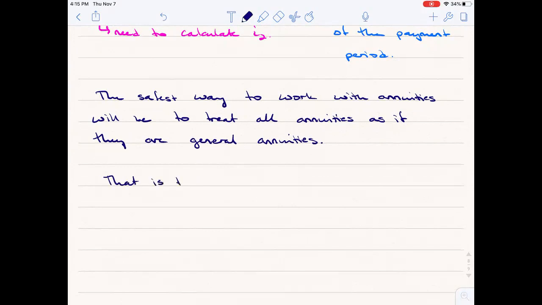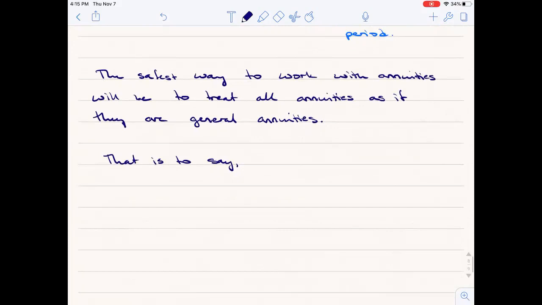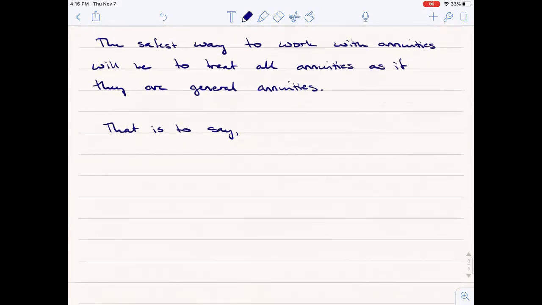That is to say, start all annuity calculations by finding I2, regardless of whether you see that you need to or not. It's just always safest to have that as your starting point. First I have to find I1, and then I'm going to find I2, and then I can figure out my calculations.